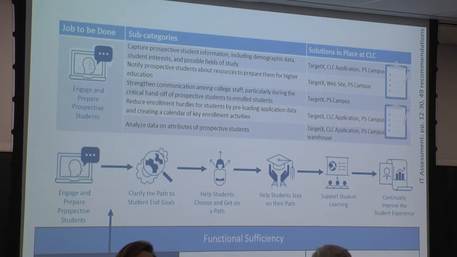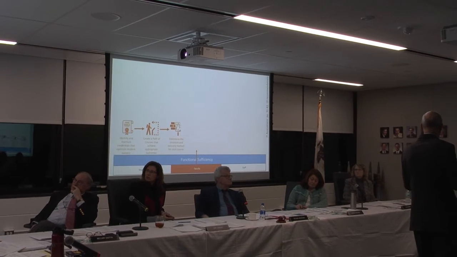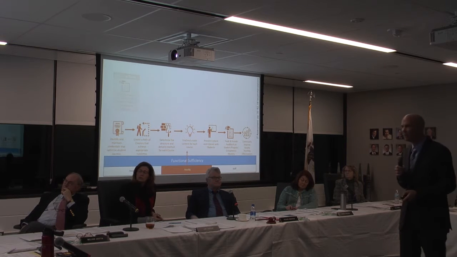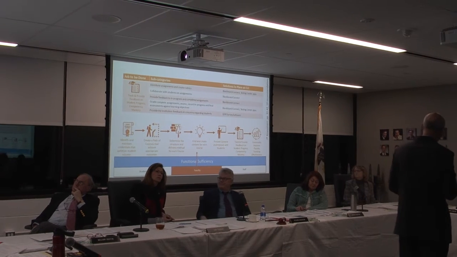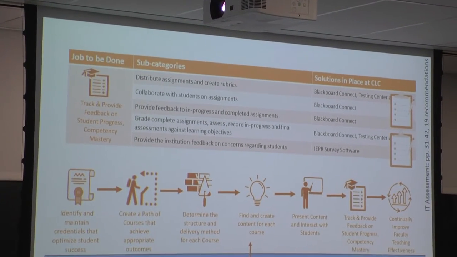Well, of course, students are not our only constituent. They're our most important. But next come faculty. Faculty are the ones who are the human face of the institution. They're the ones who transform lives. And they're the ones that our students interact with. And just like students, faculty have jobs to be done. And just like with students, we took every one of these jobs to be done and understood the subcategories that make up that job, and then mapped the technology in use in the college and assessed it against its functional sufficiency and operational excellence.